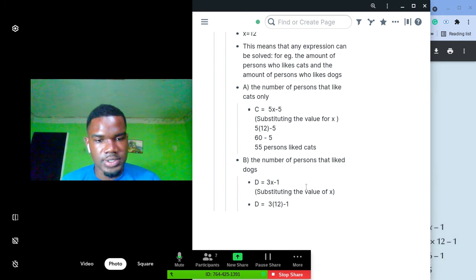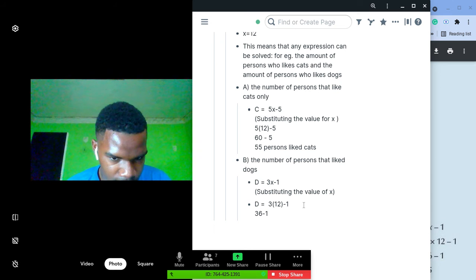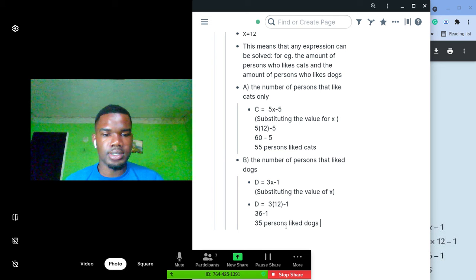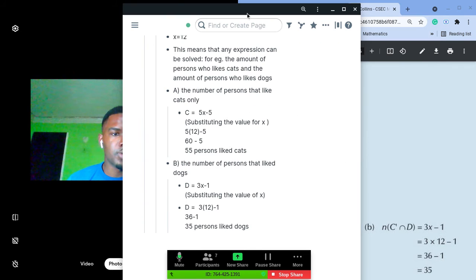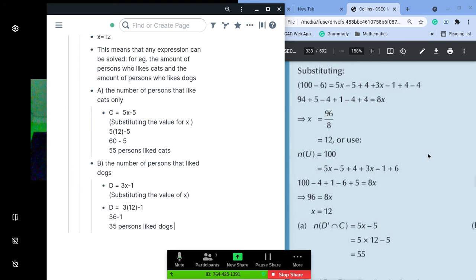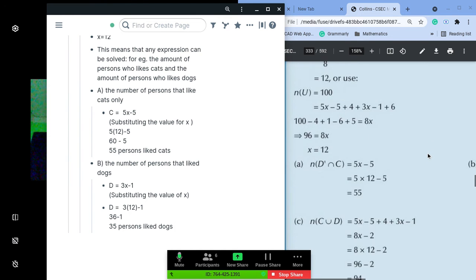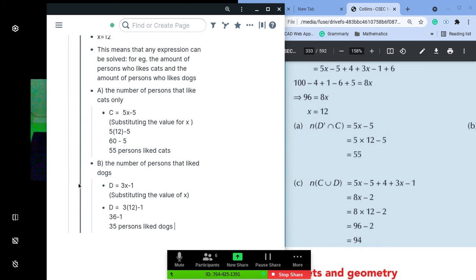Annalise, what is 3 times 12? 36. 36 minus 1? 35. So what does this value mean? The amount of persons who like dogs. Right. 35 persons liked dogs. So that was question B. We're almost finished. Let's look at the third question, which was the total number of persons who liked cats or dogs.